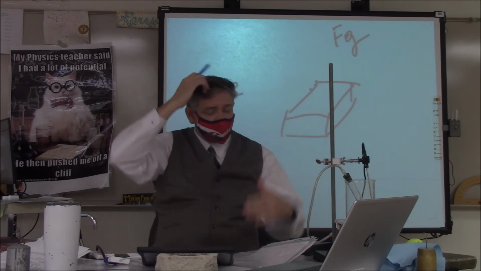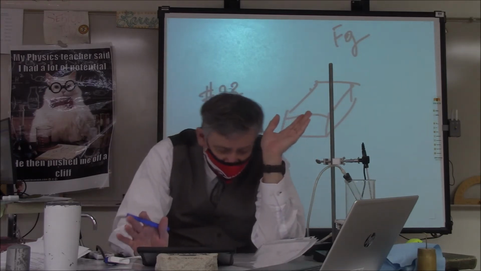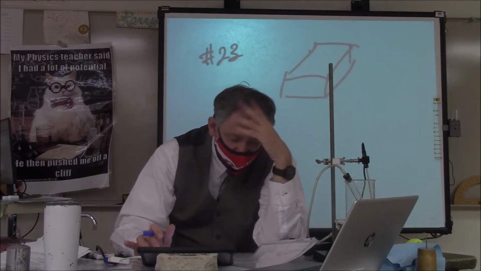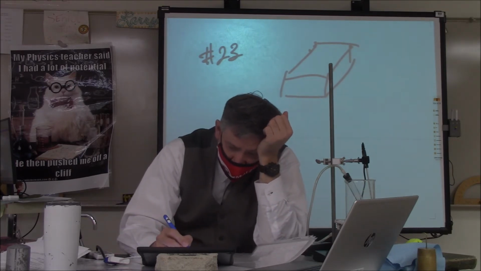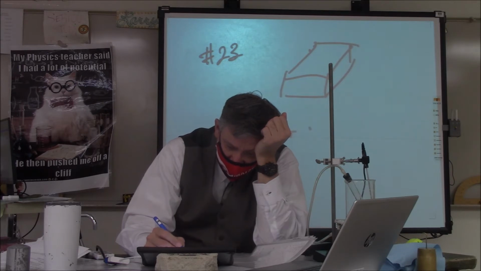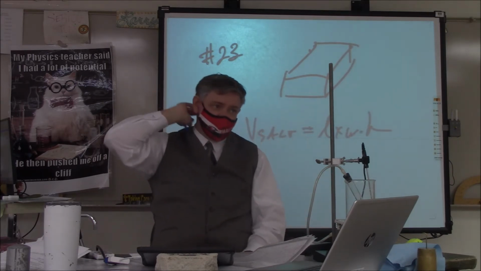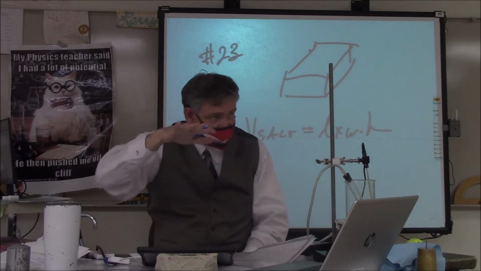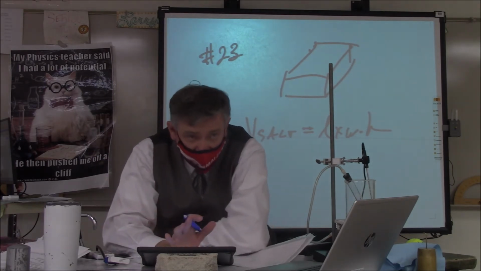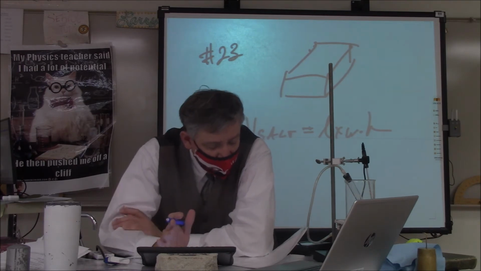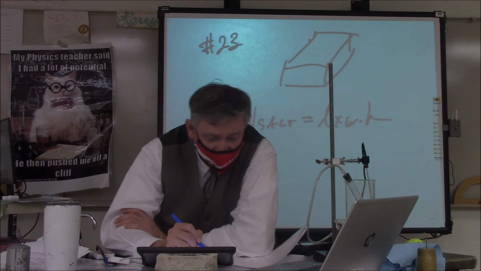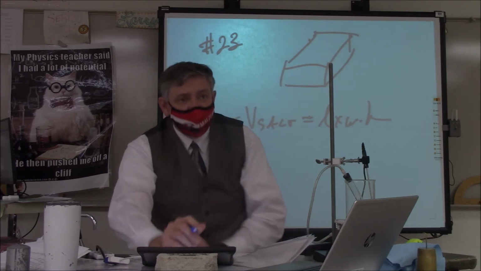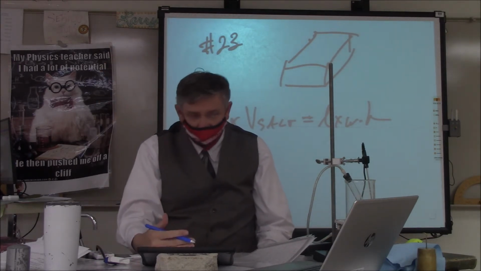So here's the trick on number 23: you're given the dimensions, so you can find the volume of the salt water that you displace. You can take length times width times height. So you can figure the volume of the salt water that this barge is going to displace, because you know how far it sits in the water. Once you get that, you can multiply it by the density of the salt water, and then you get the mass of the salt water that it displaces.